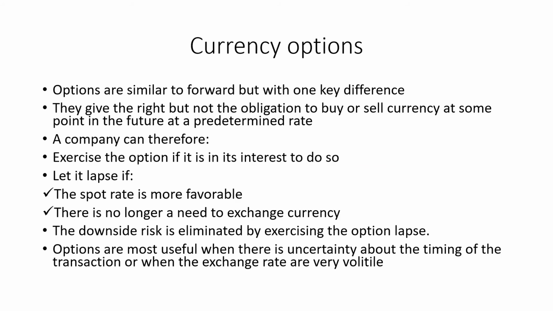Now, another form of currency derivative is the currency option, which is similar to a forward contract, but there is a little difference between forward contracts and currency options, as options give the right but not the obligation to buy or sell currency at some future point at a predetermined rate. In a forward or a future there is a binding, but in the case of options there is no binding. There is no obligation that you definitely have to buy or sell that currency at the future predetermined rate.